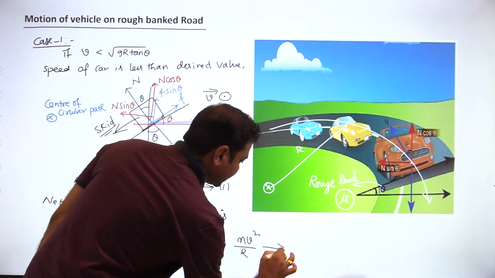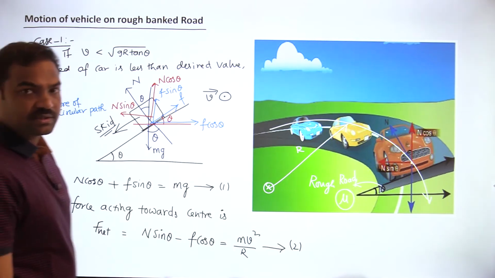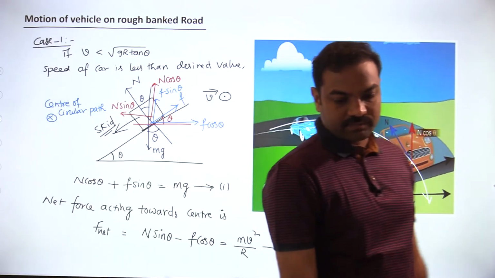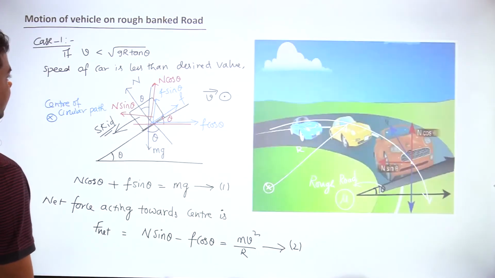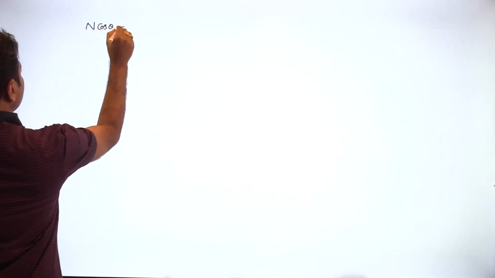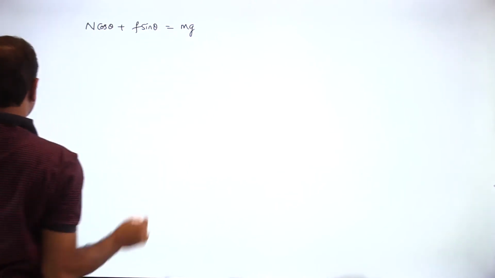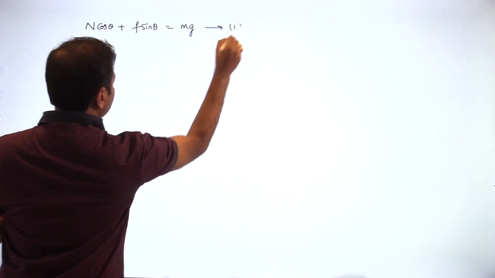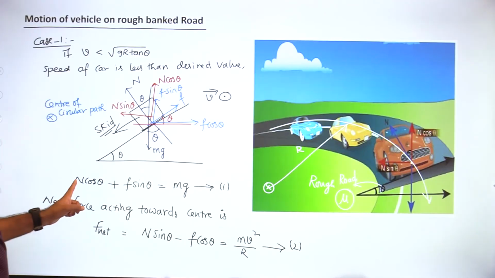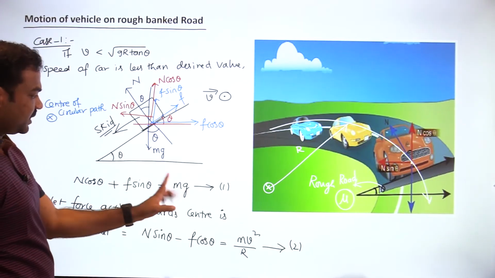Clear? This is the second equation. I got the first equation, I got the second equation, two equations I got. So let us see what is the friction force value. What are the equations I can write down? N cos theta plus F sin theta. I remember like this, let me check once. Mg. This is the one equation. Am I right? N cos theta plus F sin theta is equal to mg.